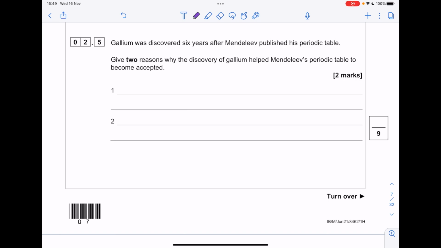Gallium was discovered 6 years after Mendeleev published his periodic table. Give 2 reasons why the discovery of gallium helped Mendeleev's periodic table to become accepted. Remember that Mendeleev left spaces for undiscovered elements, so gallium would have fitted into that, and he also predicted the properties of these undiscovered elements, so he correctly predicted the properties of gallium.